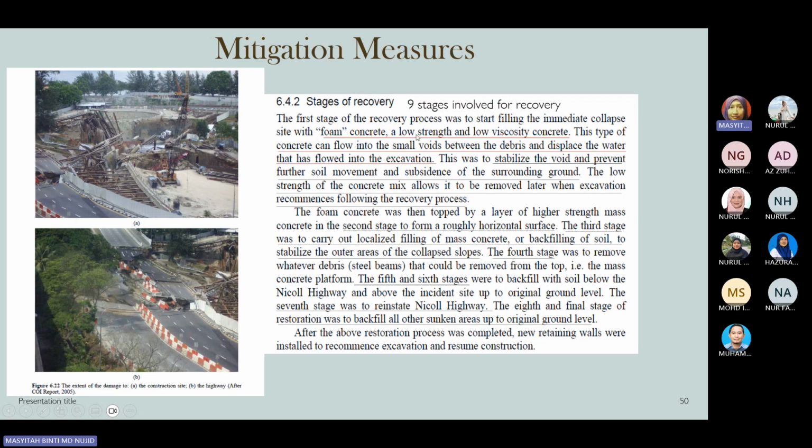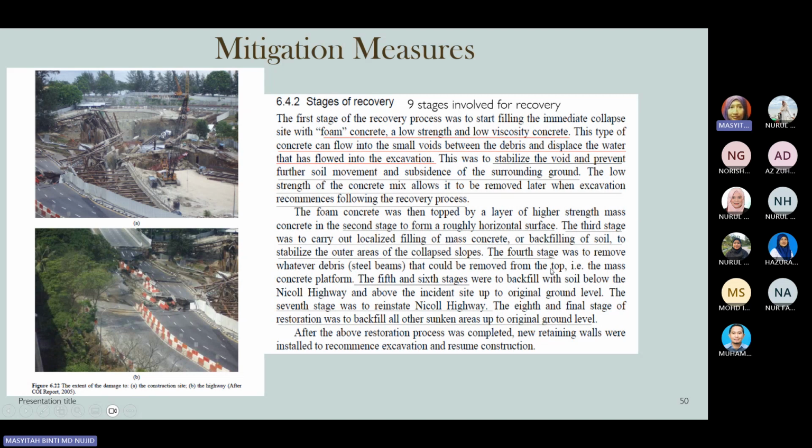Firstly, you can see that they placed foam concrete, a lower strength and low viscosity concrete, to fill the immediate collapse. And then they stabilized the void and prevented further soil movement and subsidence of the surrounding ground. And the low strength of the concrete mix allowed it to be removed later when excavation recommenced following the recovery process. And the next one is that they carried out localized filling of mass concrete and backfilling of soil to stabilize the outer areas of the collapse slope.